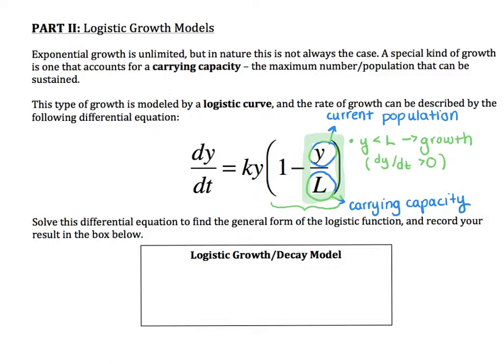So we can now extend that to the flip case. If the current population is greater than your carrying capacity, intuitively you're going to have a decay situation. Your population is going to start decreasing to balance back with the carrying capacity. But let's think about why that's true mathematically. Same deal: if y is greater than L, the fraction y over L is now larger than 1, which means that 1 minus that is now negative. So your derivative is negative, and if your derivative is negative, your quantity is decreasing.